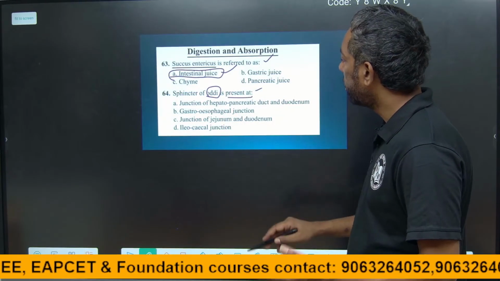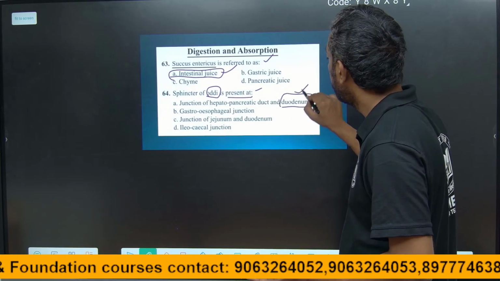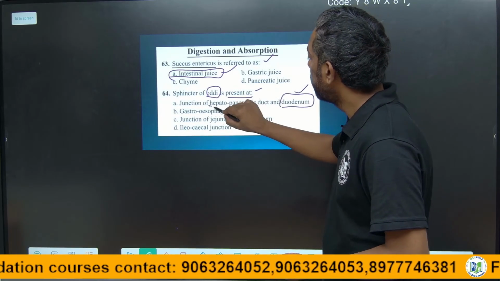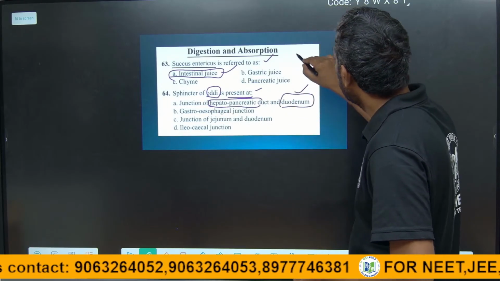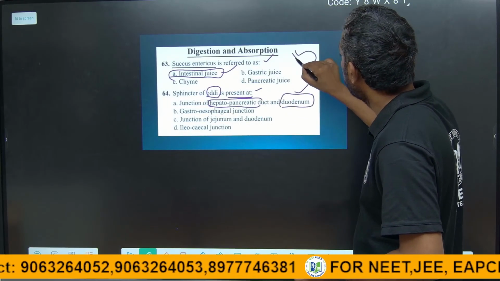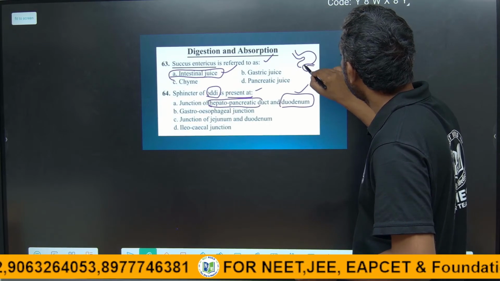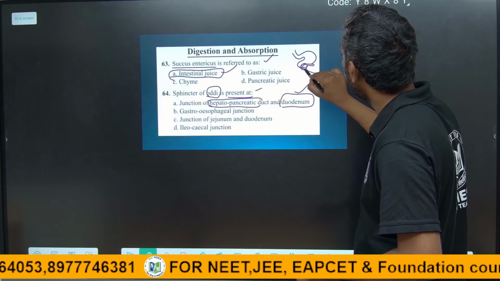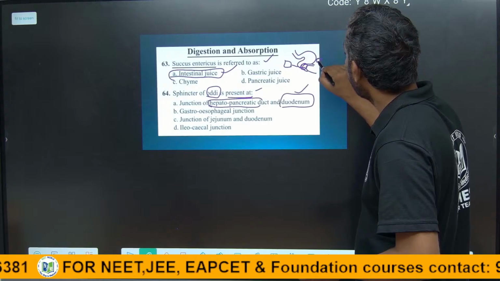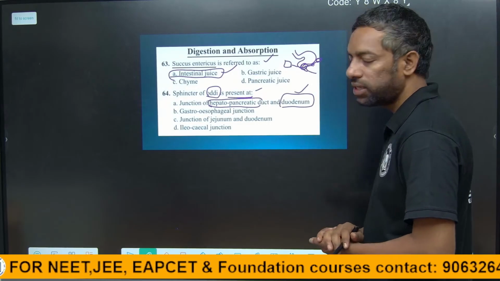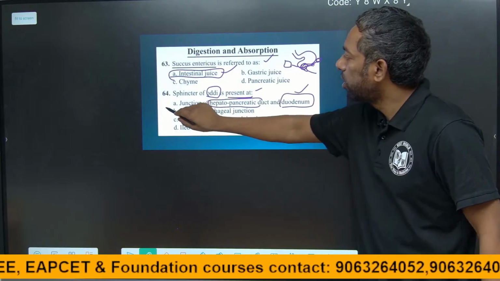Sphincter of Oddi is the junction of the hepatopancreatic duct and the duodenum, the small intestine. This is the hepatopancreatic duct. Okay, where is the stomach and small intestine attached? This is the sphincter, guys. From the liver there is a duct, and from the pancreas there is a duct that enters into this sphincter. Okay, very easy question. A is the answer.